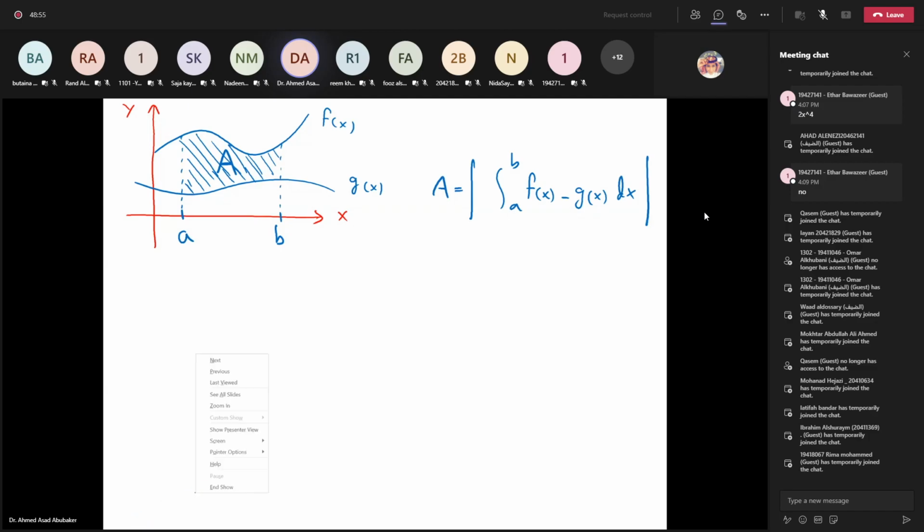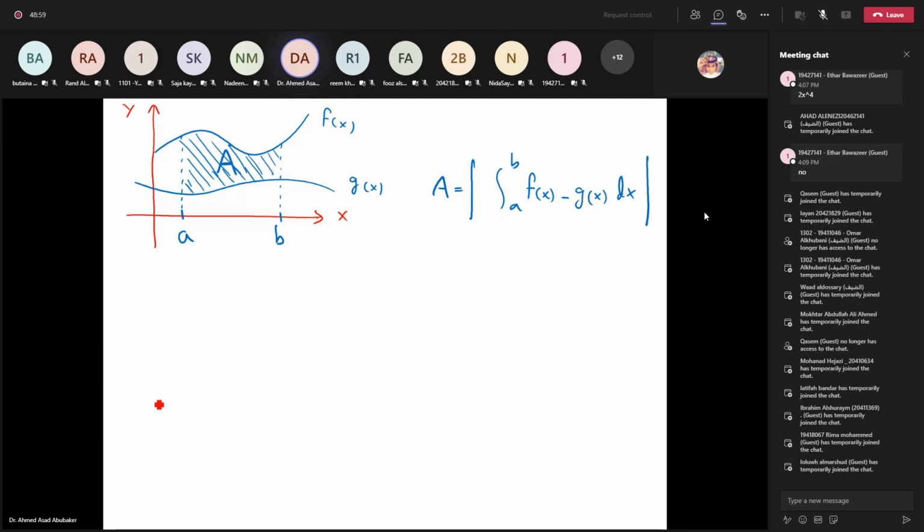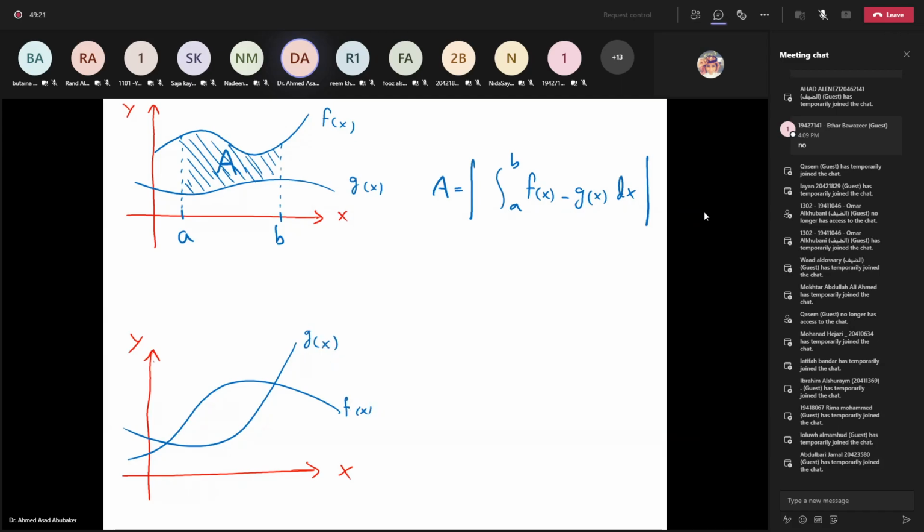The last case: if we have the y-axis and x-axis, and we need to find the area between f and g without determining from A to B. So we need the closed area between f and g only, and in this example it is not determined from A to B. So how can we find this?